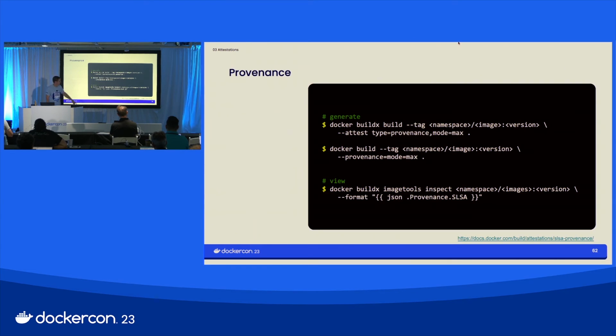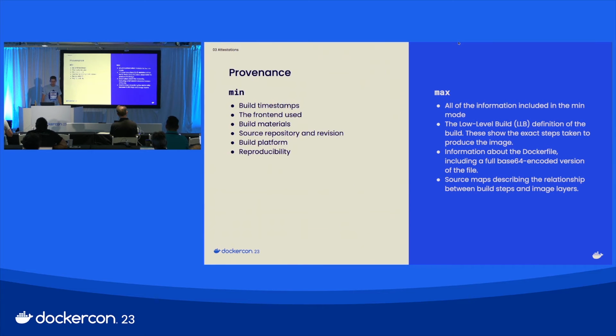Oh, I should note, you notice this SLSA here, right? So we're generating this provenance under the SLSA property. So the min and the max for provenance, what do these do? For the minimum, you're getting build timestamps, the frontend used, like a Dockerfile, the materials, source code repository, build platform, and the reproducibility of it. Things like the environment variables, the OS version, that sort of stuff. The version of BuildKit that you used to build it, right?